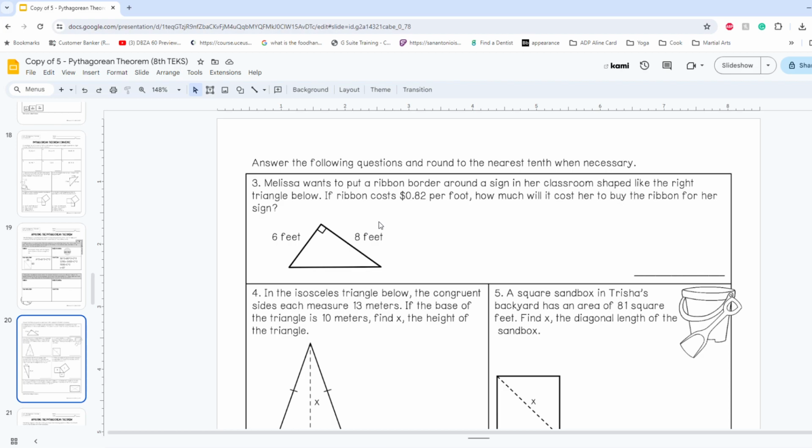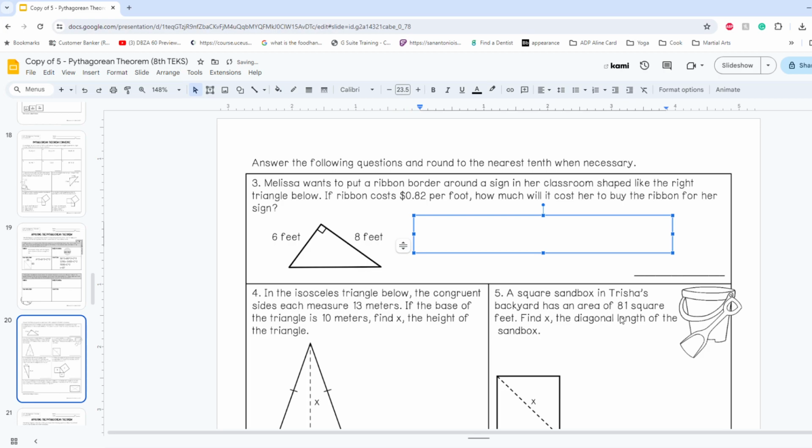So it looks like she wants to do the border of the triangle because it says a ribbon border. So the first thing you need to realize is since we're doing the border, or the perimeter, of the triangle, we need to find this third side to figure out how many feet it is. So as always, we're going to use our formula, a squared plus b squared equals c squared.